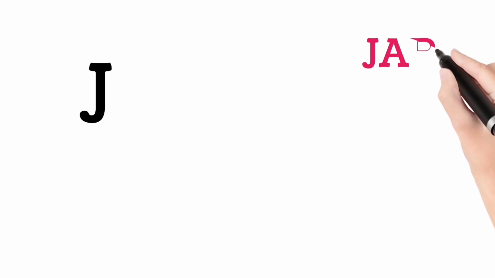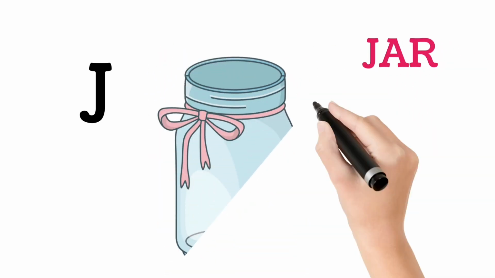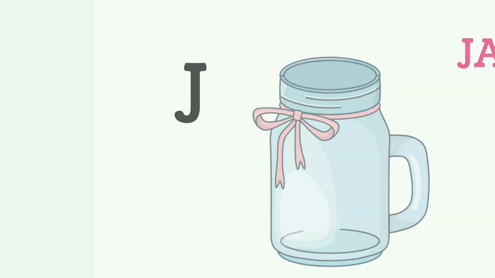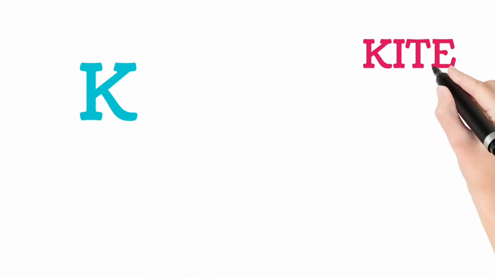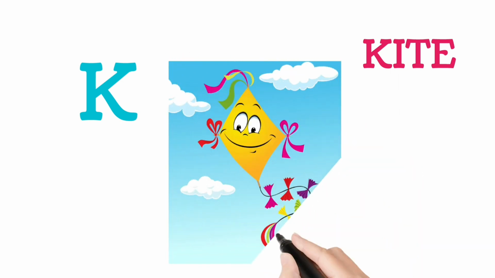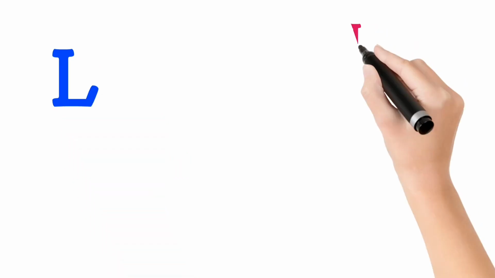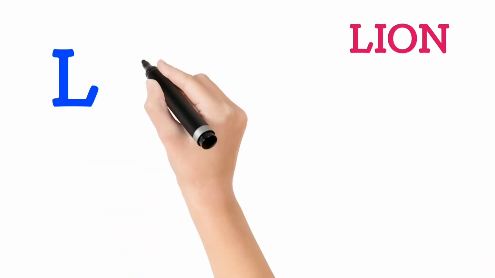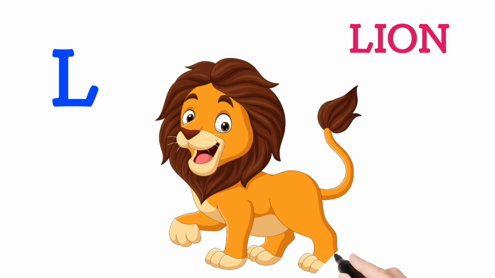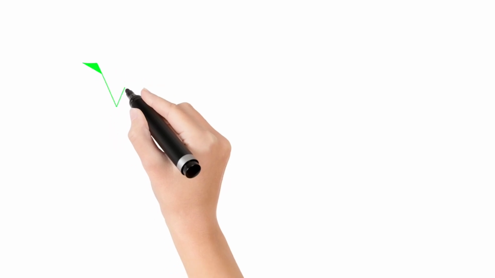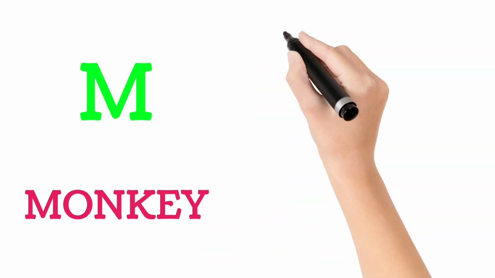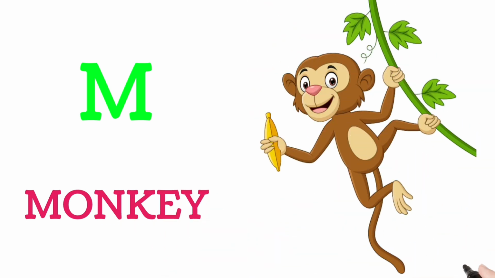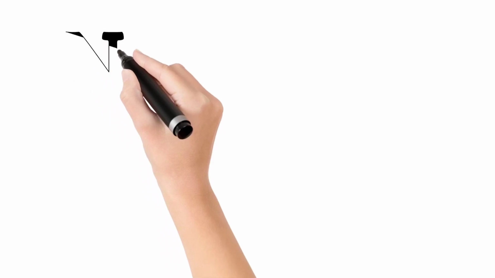J for jar. K for kite. L for lion. M for monkey.